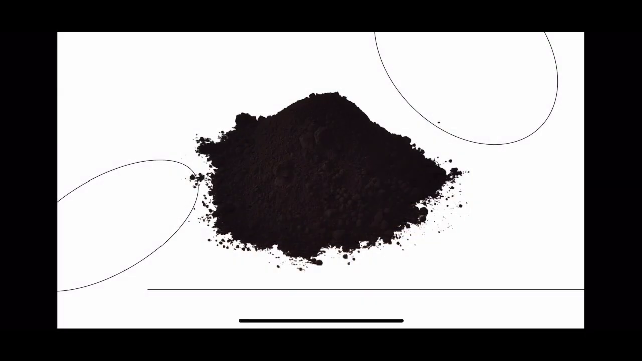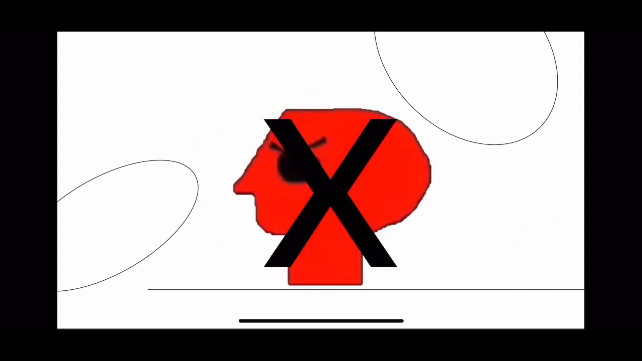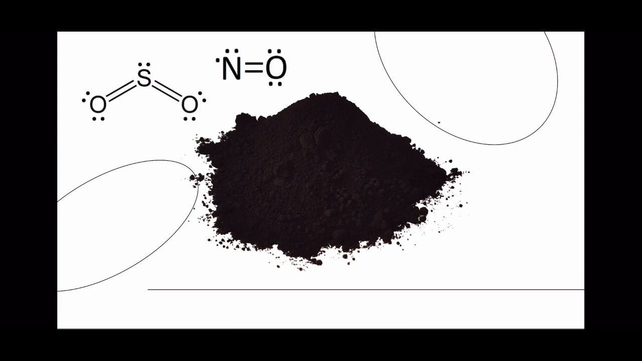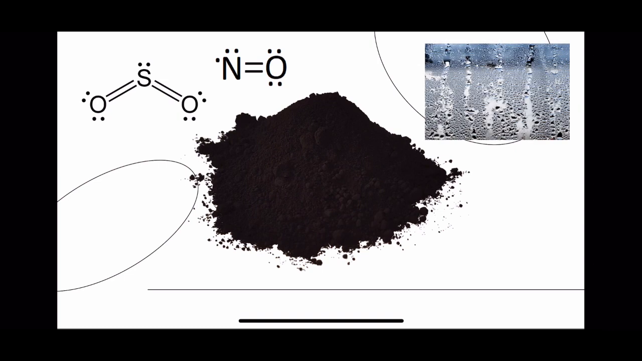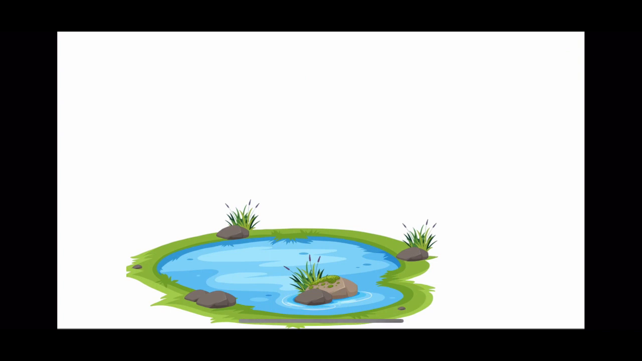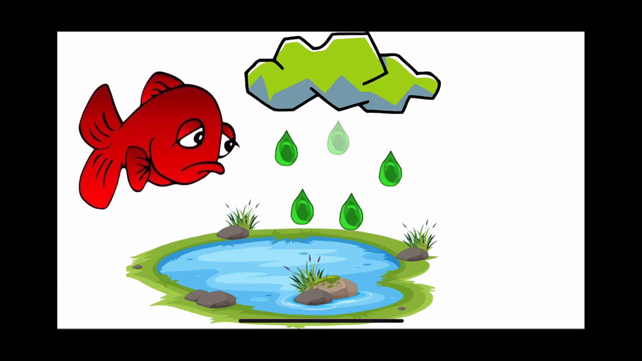Now for soot. You might think soot probably wouldn't affect the environment that much negatively, right? You're wrong. The compounds of soot, sulfur dioxide and nitrogen oxides, react with the moisture in the air, and this can form acid rain. This falls and acidifies lakes and rivers, harming ecosystems. Look how sad this fish is.